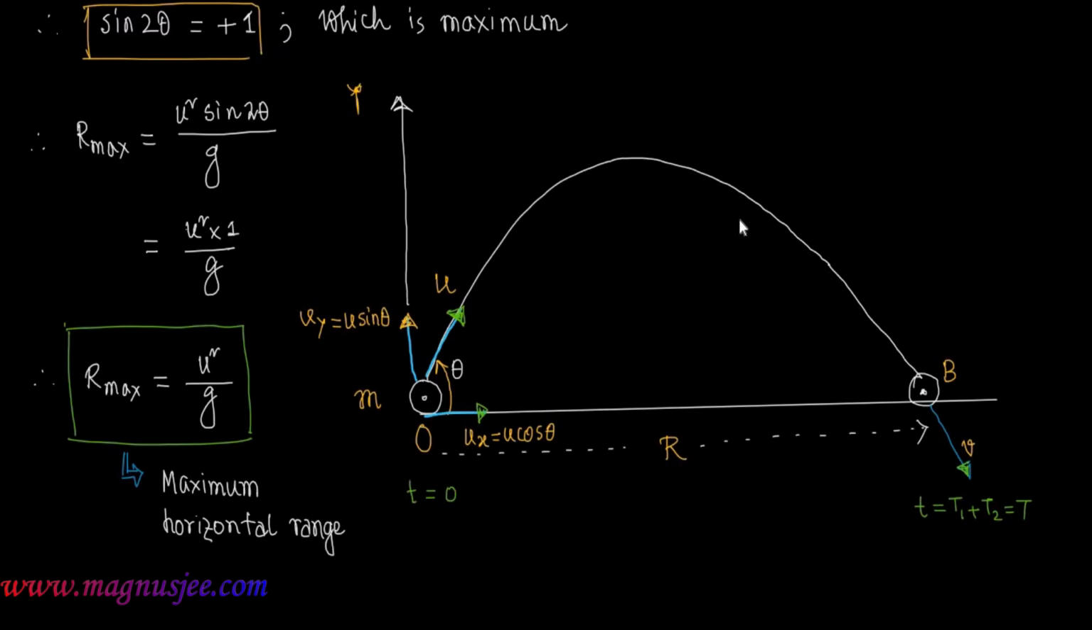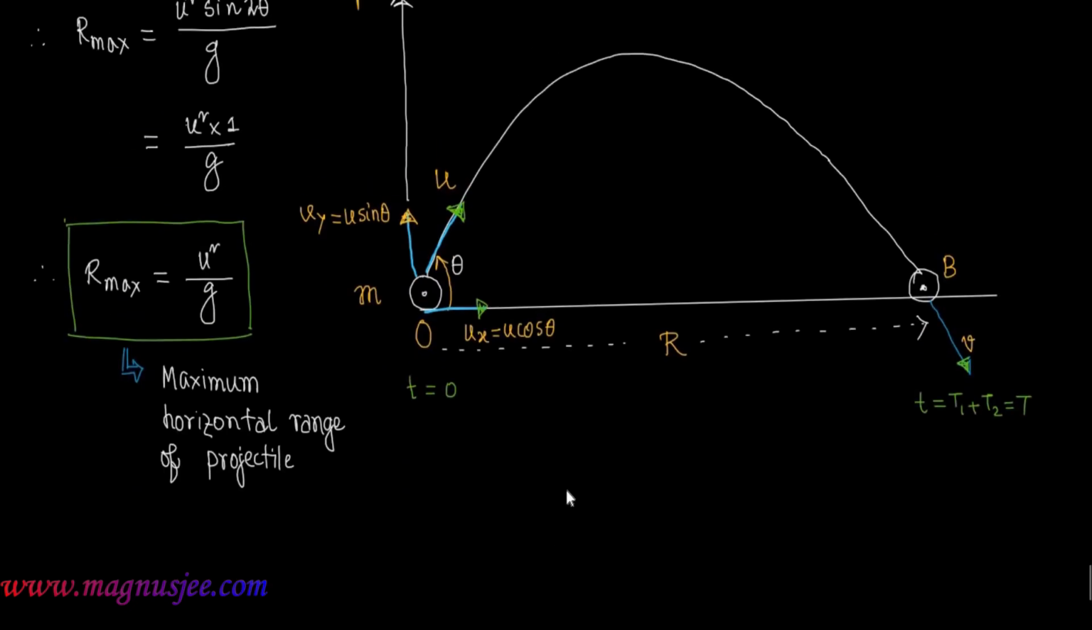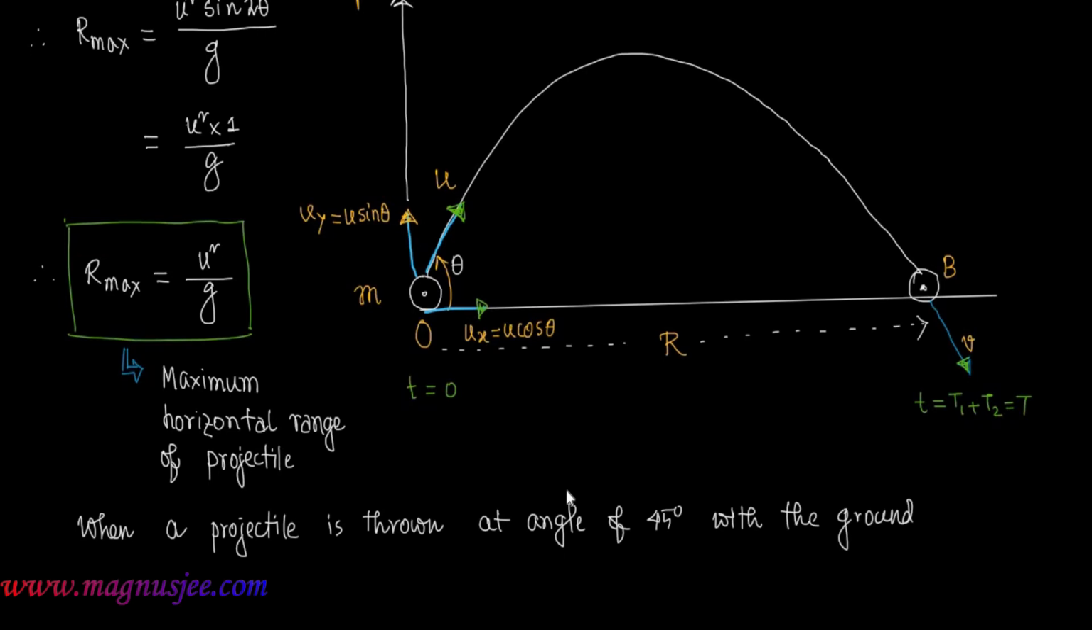R max is equal to u square divided by g, which is the maximum horizontal range of a projectile thrown from the ground. When a projectile is thrown at an angle 45 degree with the ground, the horizontal range, capital R, of the projectile thrown from the ground will be maximum.